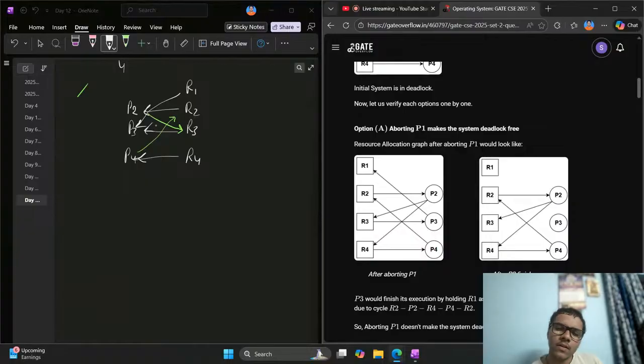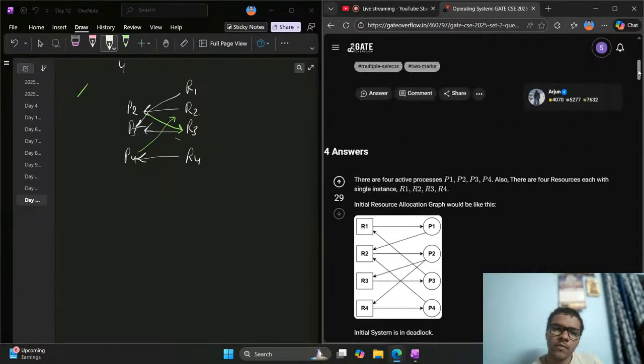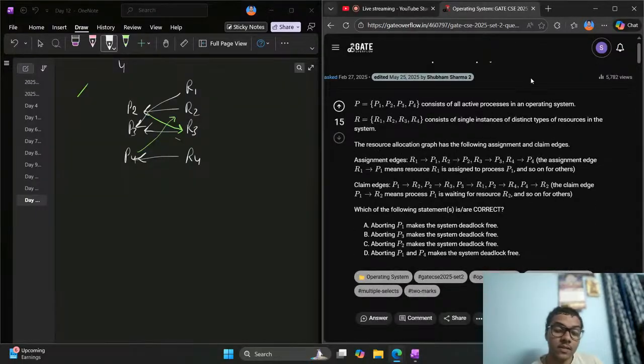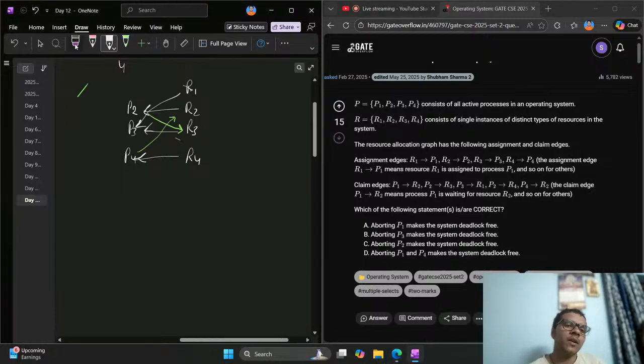R1, P3, R2, P2, P2, R3, P2 to R4. Where is P2 to R4? We did not draw every edge. We messed up that one.